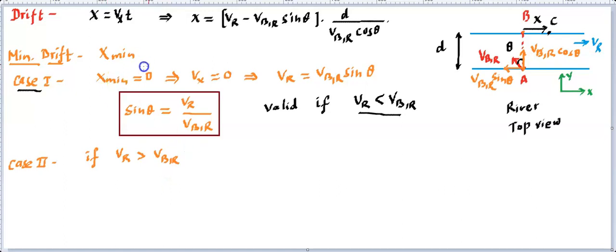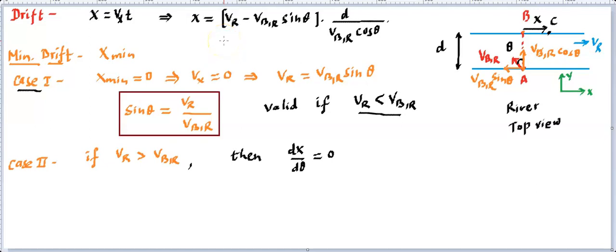In this case, we cannot claim that x minimum is going to be 0, so x minimum is going to be a number, right? And how do we get that x minimum? We will need to use the formula. That means we will differentiate it and put it equal to 0 to get the minimum value. So we need to do dx by d theta and put it 0.